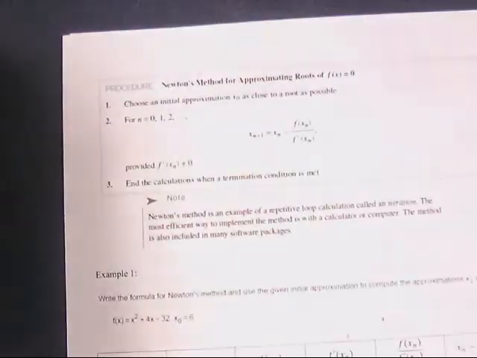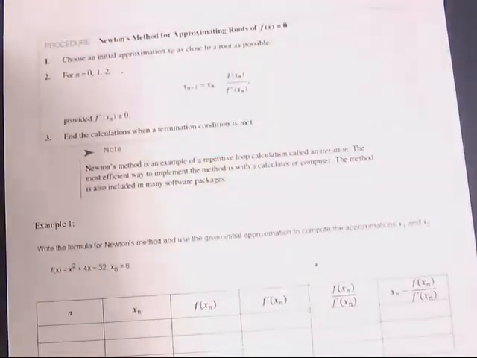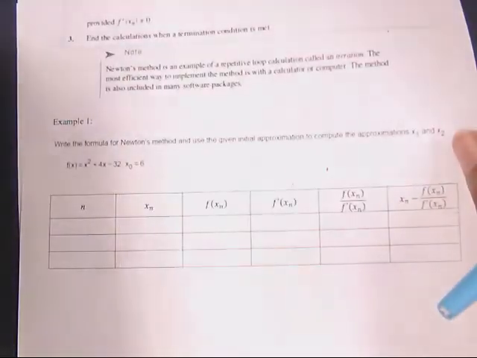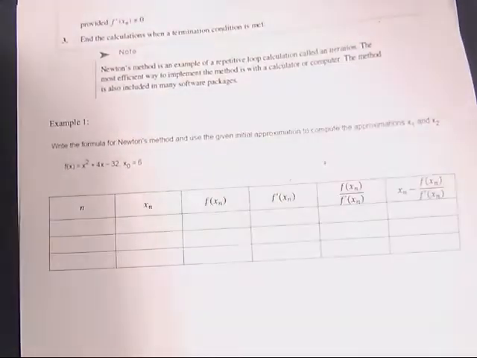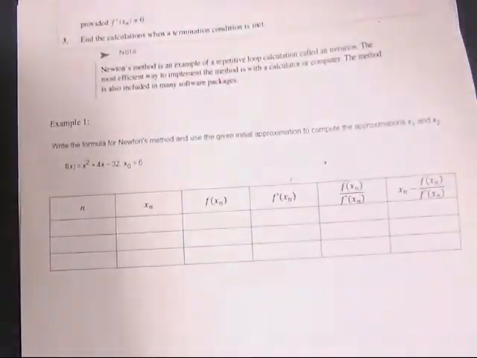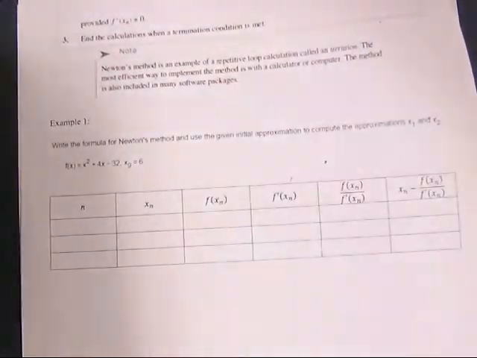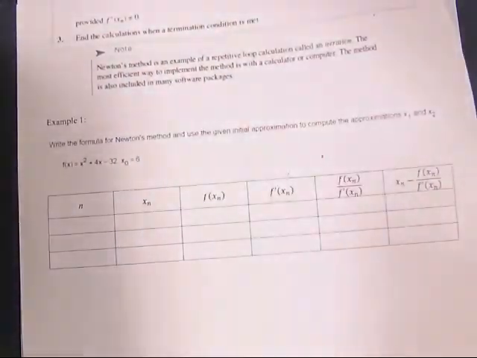So let's start off with this first example. Here you're going to write a formula for Newton's method and use the given initial approximation to compute the approximations x1 and x2. So here we have the function f of x equal to x squared plus 4x minus 32, and they're giving you x sub 0 to be 6. Now we can use that table right there if we like, but we're going to use that for now. And then in the other examples, I'm going to show you how to use the graphing calculator to come up with your other approximations like x1 and x2.